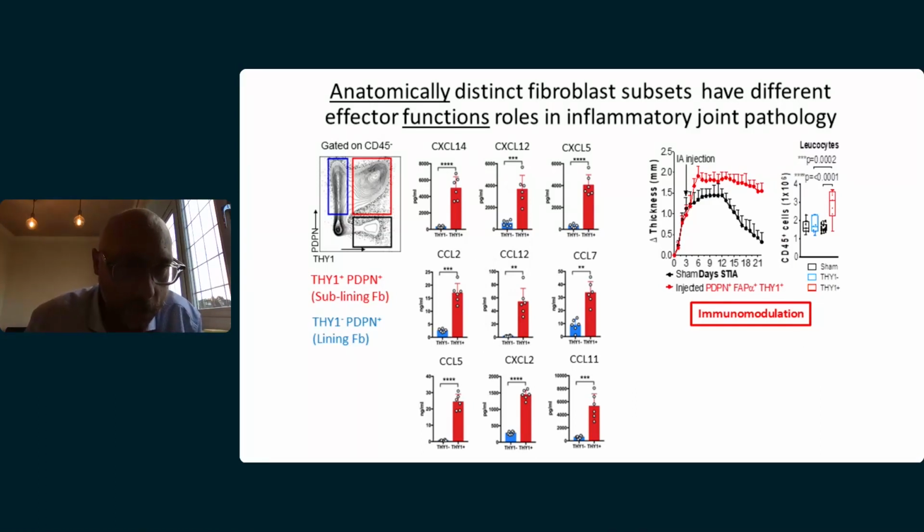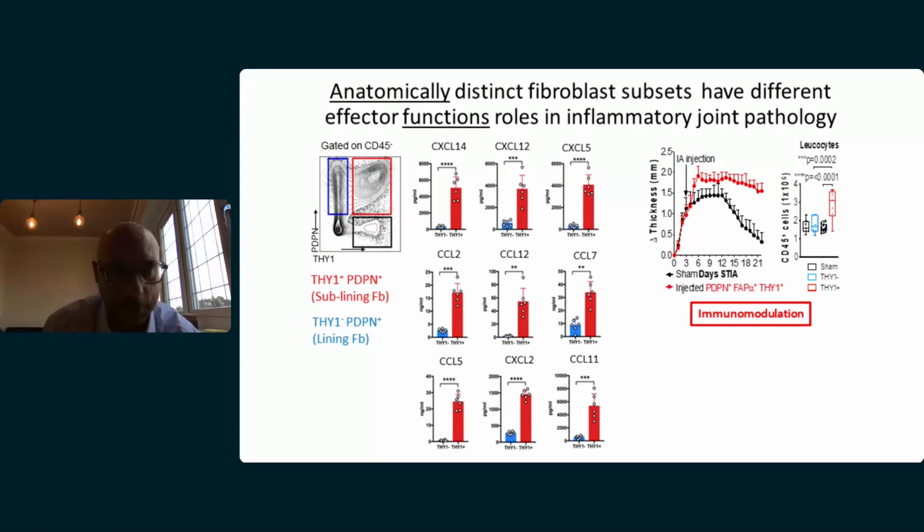And we sort purified and stimulated them ex vivo and looked at what they produced. And you can see that the cells in red, which are these deeper sublining layer populations with an immunomodulatory gene expression program, produce those chemokines which drive the recruitment of immune cells to the joint, and less so in those from the lining layer fibroblasts.